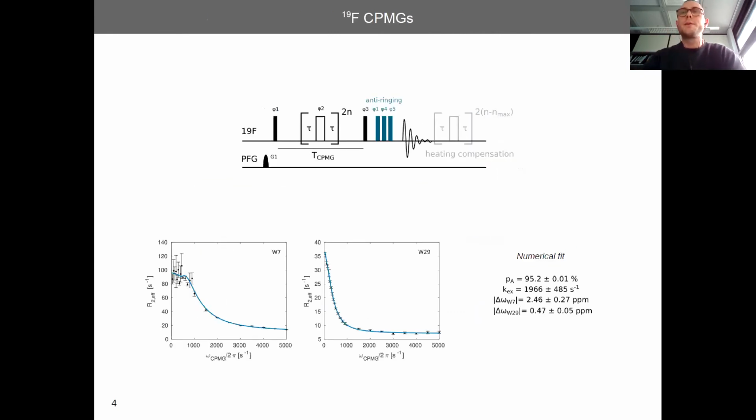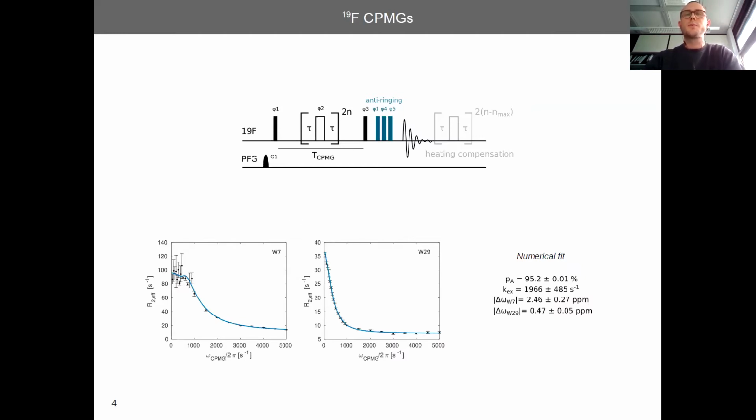And to start with the simplest relaxation dispersion experiment, so these are CPMGs, where you put in a CPMG pulse train, and we introduced, importantly, this A-ring sequence in the heating compensation. And if you do that, you end up with very clean CPMG spectra that you can analyze in the standard way.